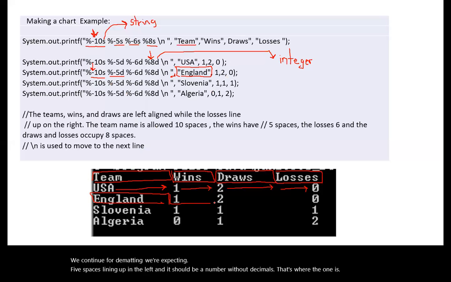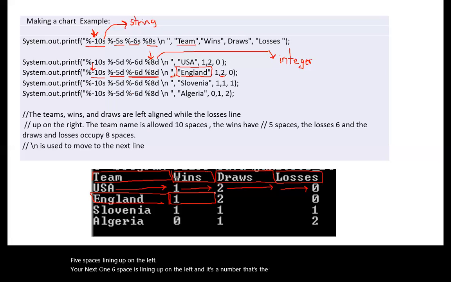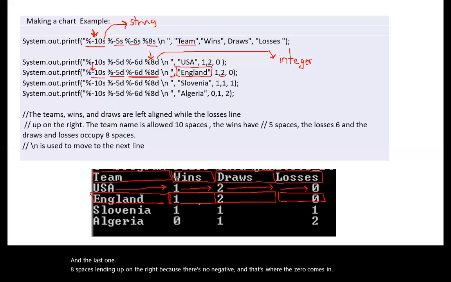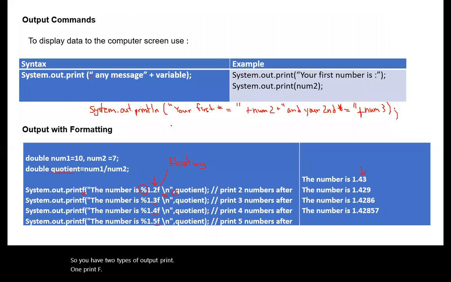5 spaces lining up on the left. Your next one, 6 spaces lining up on the left, and it's a number. That's the 2. And the last one, 8 spaces lining up on the right because there's no negative, and that's where the 0 comes in. So you have 2 types of output, print and printf. And remember, you can use println or print line if you want to get back to the next line.